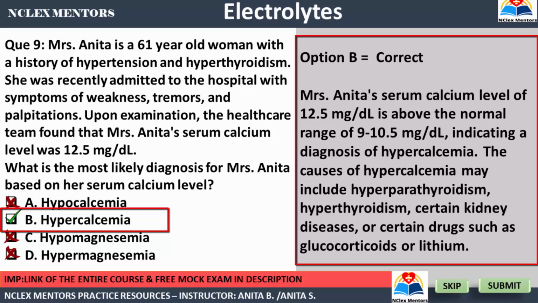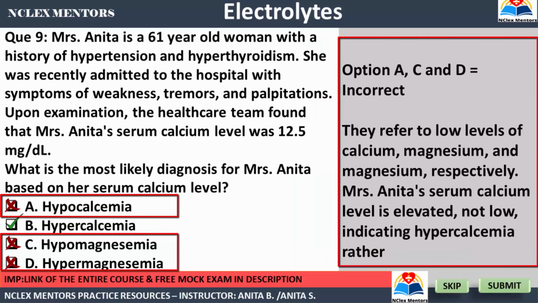The causes of hypercalcemia may include hyperparathyroidism, hyperthyroidism, certain kidney diseases, or certain drugs, such as glucocorticoids or lithium. The other options, option A, or hypocalcemia, option C, or hypomagnesemia, and option D, or hypermagnesemia, are all incorrect because they refer to low levels of calcium, magnesium, and magnesium, respectively. Mrs. Anita's serum calcium level is elevated, not low, indicating hypercalcemia.